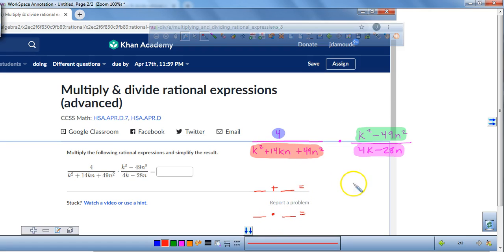Now, we're looking for 2 numbers that add up to 14, but those same 2 exact numbers multiply together to equal 49. So 2 numbers that add up to 14, but those same 2 numbers multiply together to equal 49.